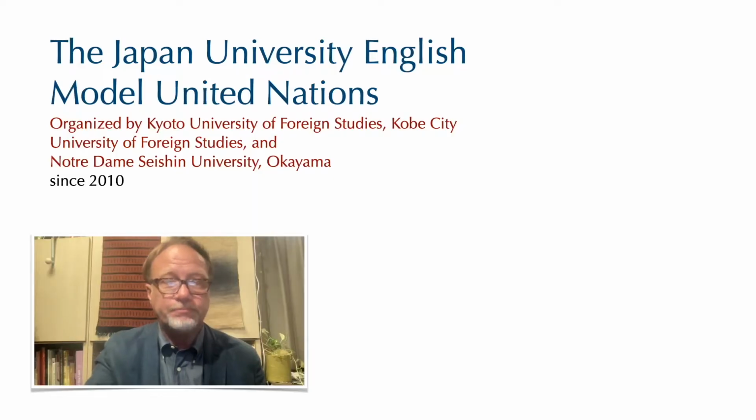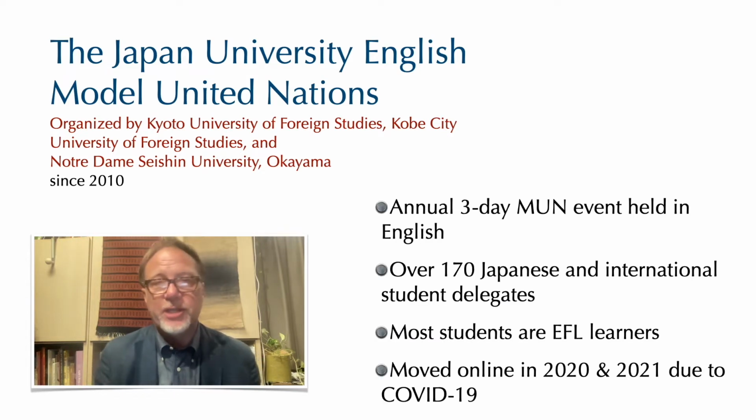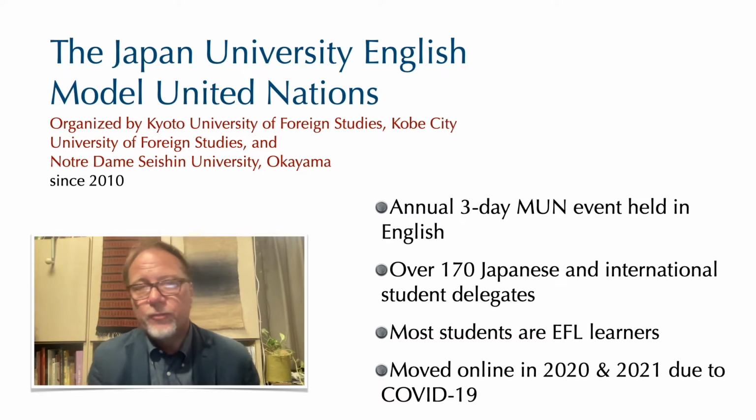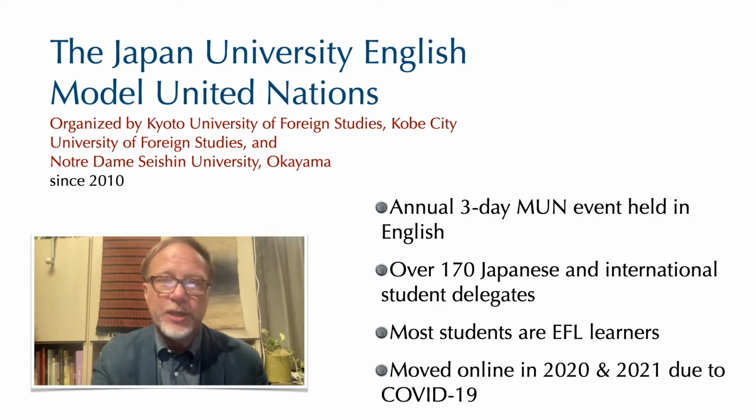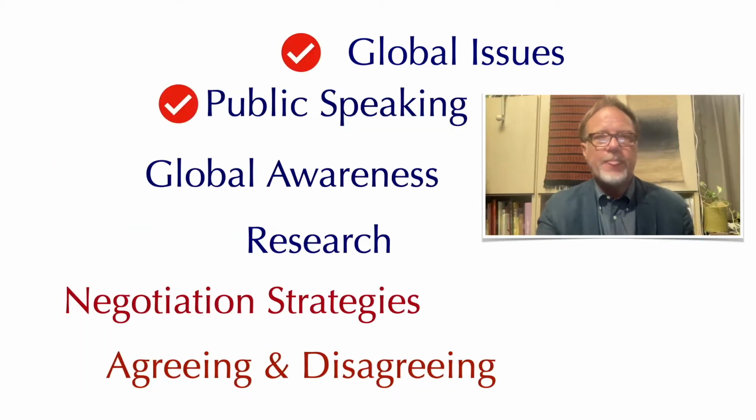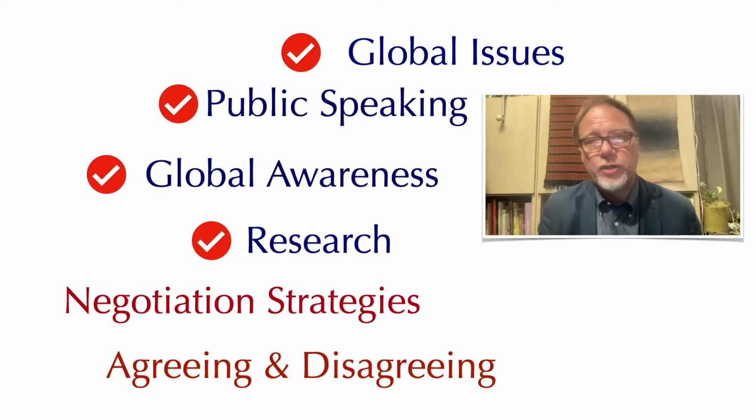larger caucus. Here in Japan, we're involved with the Japan University English Model United Nations Conference, which is an annual MUN event for about 170 students, both Japanese and international, most of them EFL, or English as a Foreign Language learners. The conference was moved online in 2020 and 2021 as a result of the COVID pandemic. Now, at both online and face-to-face Model United Nations events, in the classroom, outside of the classroom, is a great way to teach global issues, develop public speaking skills, develop more global awareness, and to work on students' research skills.